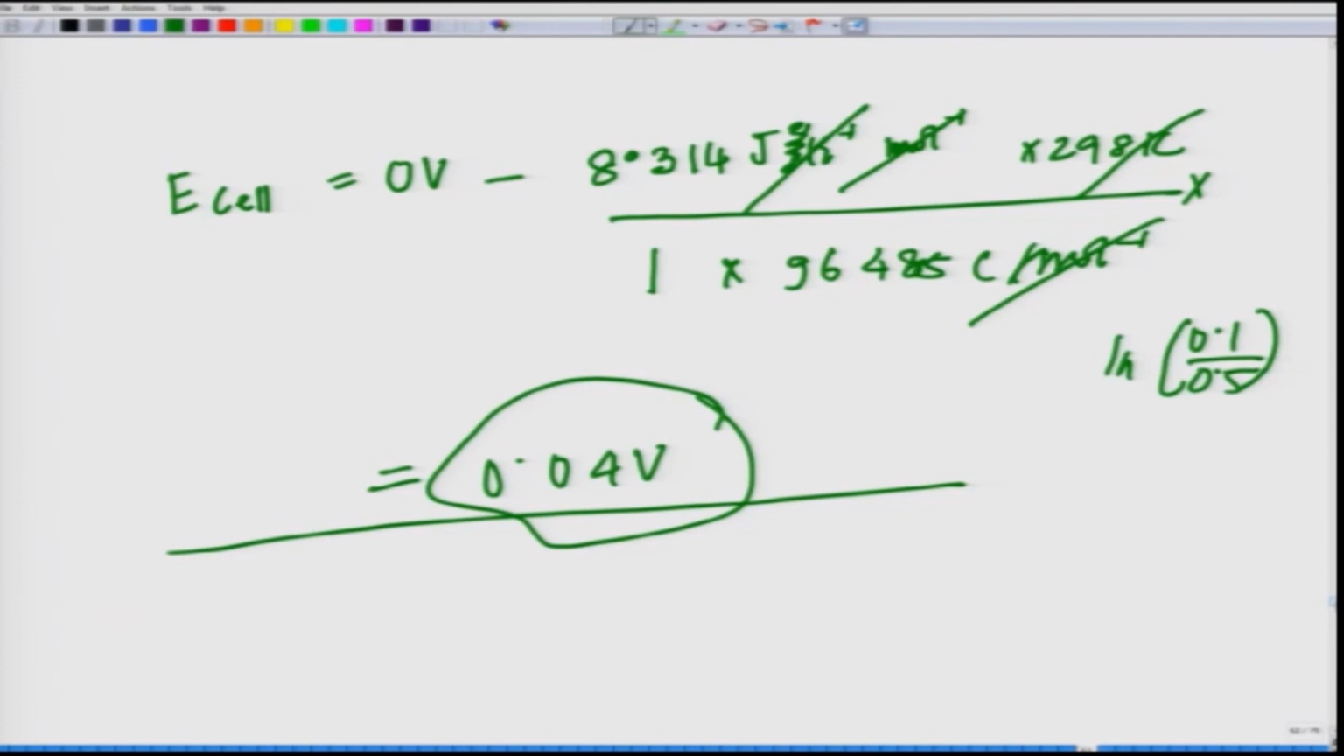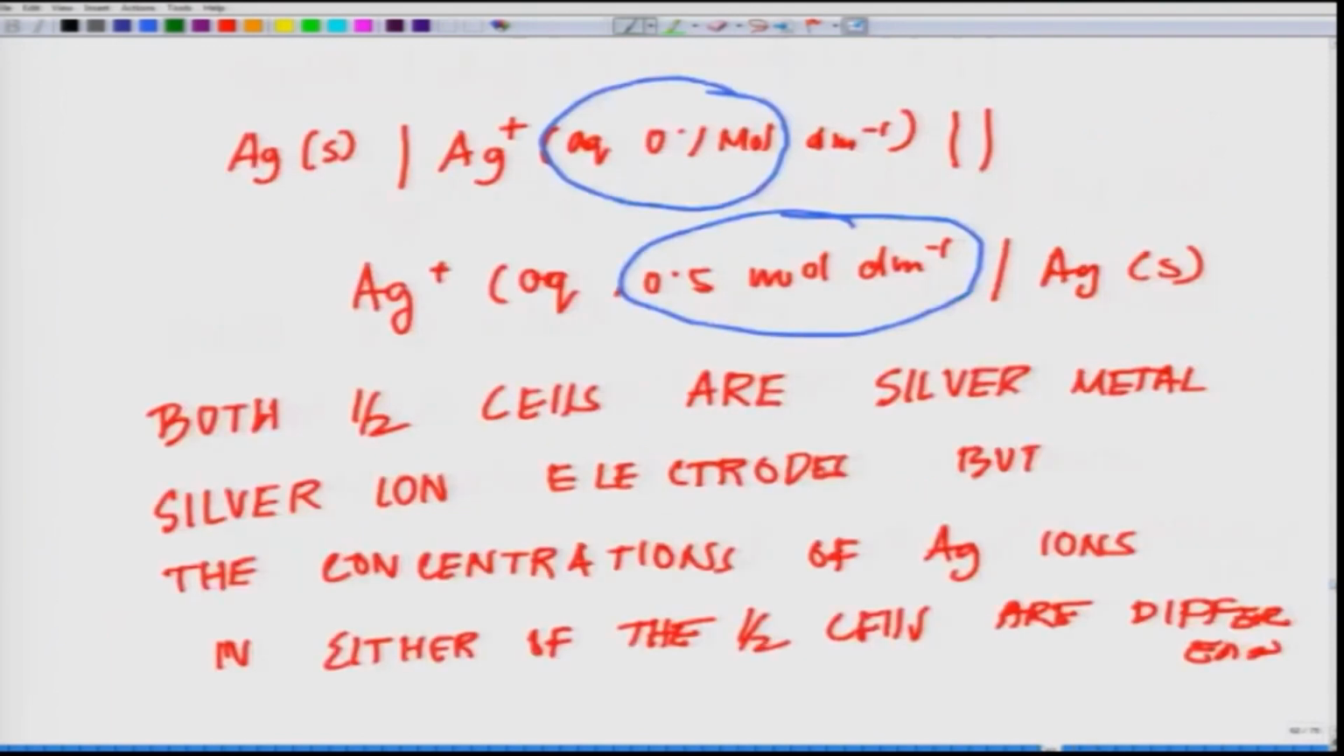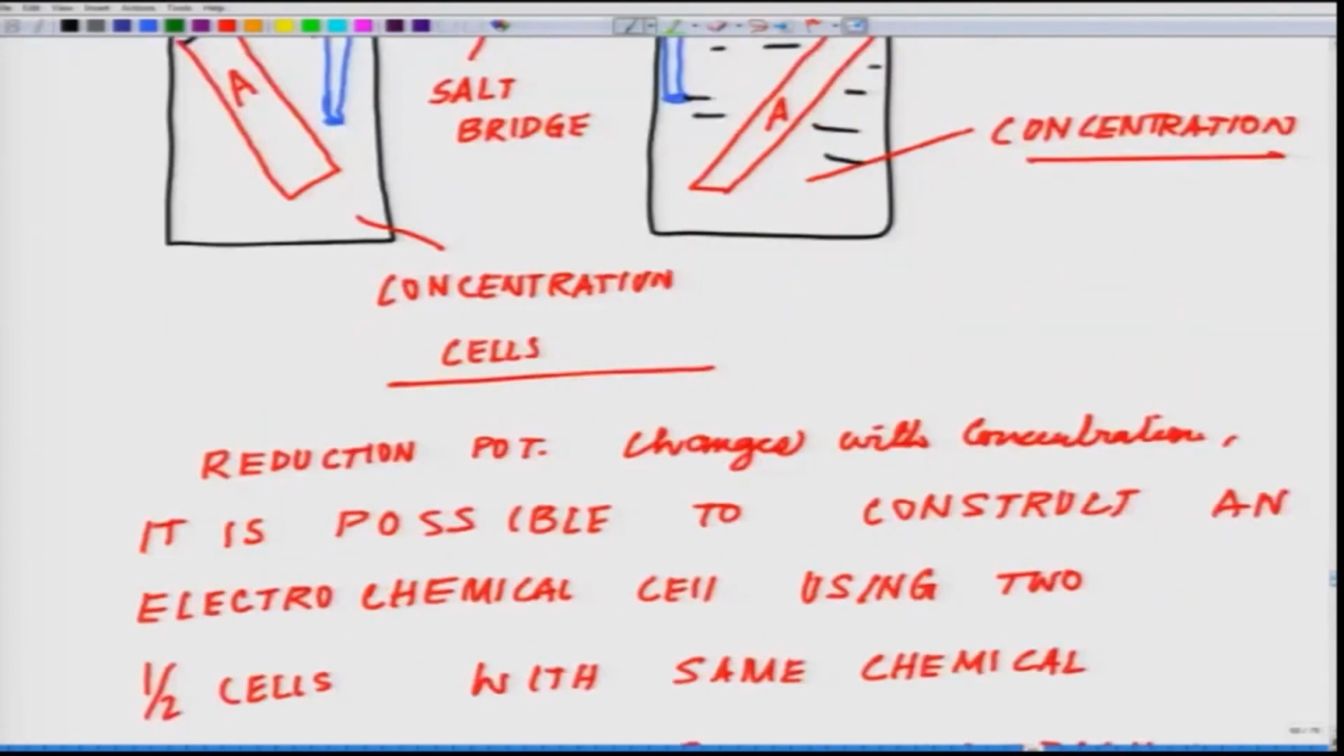What I wanted to highlight is that such concentration cells can be developed with the same electrode, and that is one derivation from the Nernst equation. From here we will close in and gear up for the biological system, where the relevance of the concentration cell comes into play. Okay, thank you.